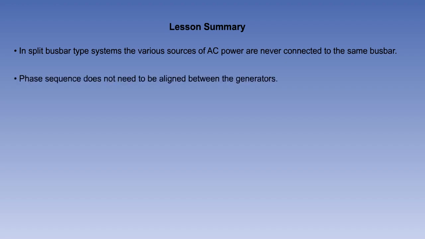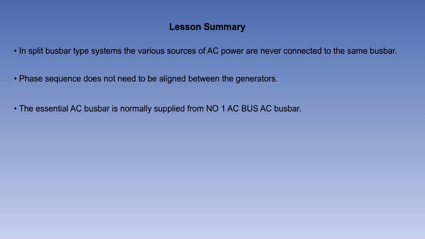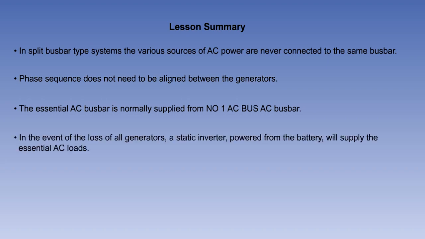Because the generators are never operated in parallel, phase sequence does not need to be aligned between the generators. In most systems, the essential AC busbar is normally supplied from number 1 AC busbar. In the event of the loss of all generators, a static inverter, powered from the battery, will supply the essential AC loads.